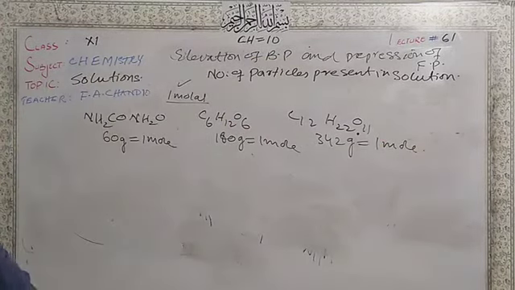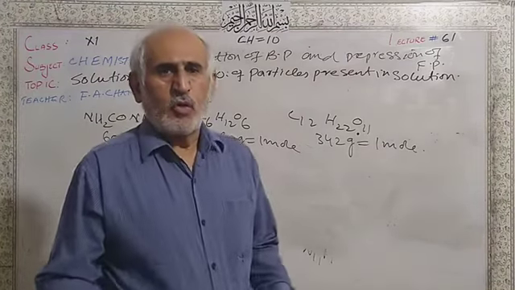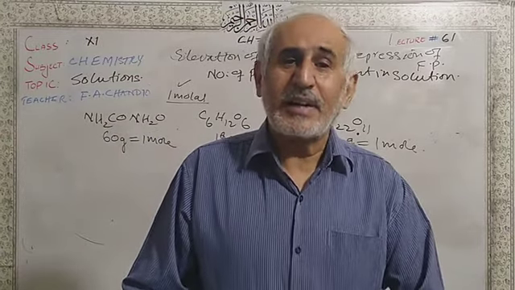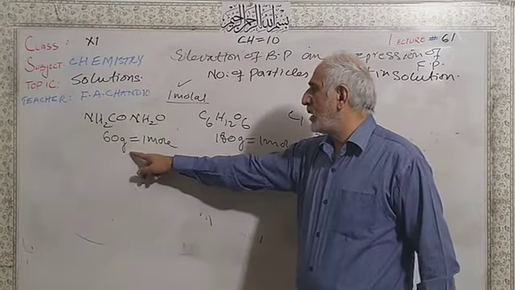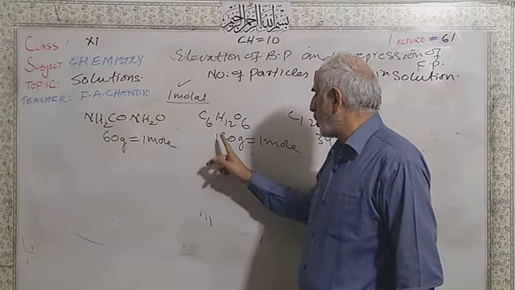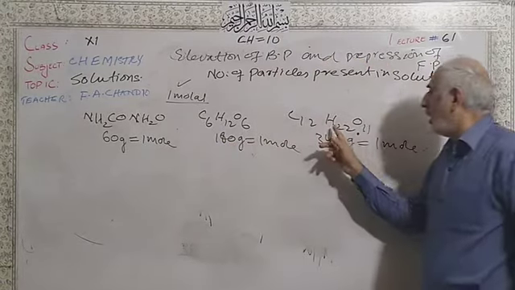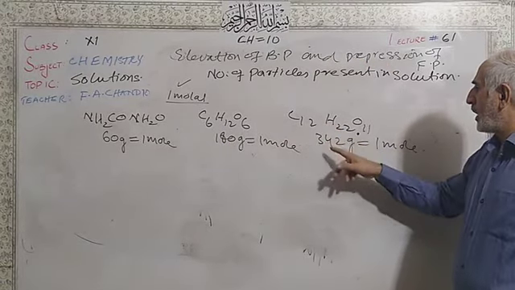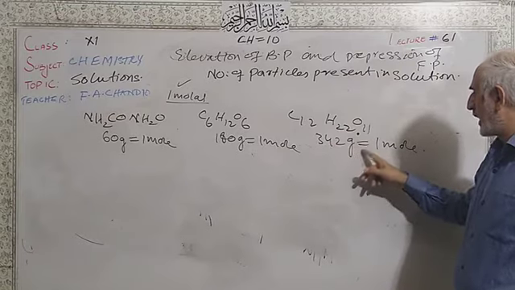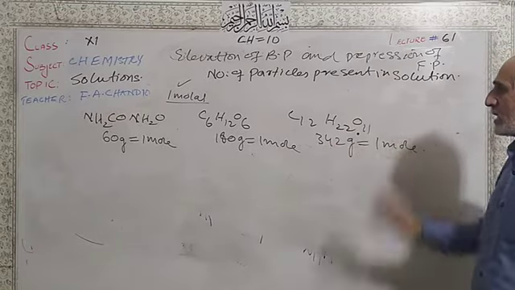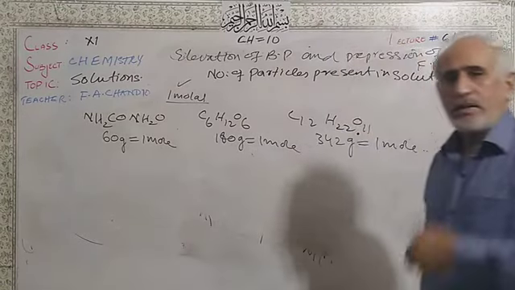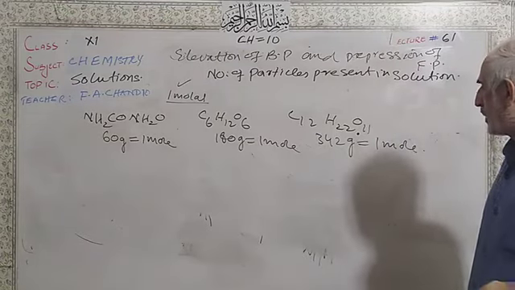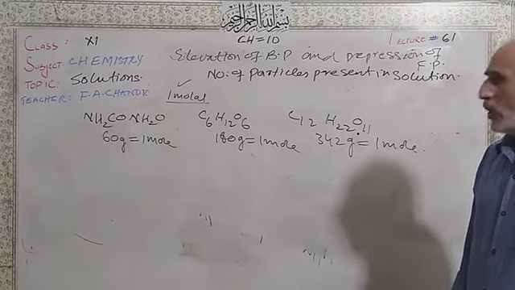So you learned in grade 9 that the atomic mass, molecular mass, or formula mass, if expressed in grams, is called a mole. So the molecular mass of urea, 60 grams, is 1 mole. Molecular mass of glucose, 180 grams, is 1 mole. Molecular mass of sucrose, 342, if expressed in grams, is equal to 1 mole. All these are non-electrolyte and non-volatile substances, so they do not give ions in water, and they are soluble in water.